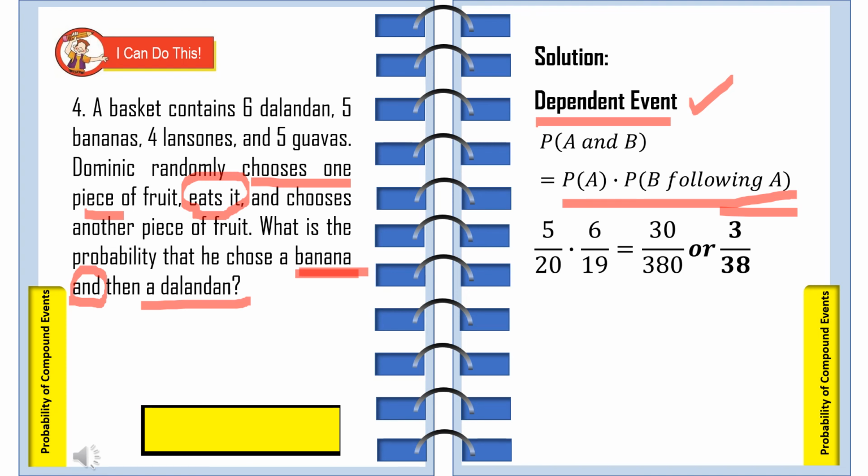Okay? So, the first event natin is pagpili niya ng banana. Okay, that is 5 over 20. Bakit 5? Kasi we have a total of 5 bananas here. Divided by, bakit 20? Inadd lang natin lahat ng prutas sa loob ng basket. That is 6 plus 5, 11 plus 4, 15 plus 5, 20.